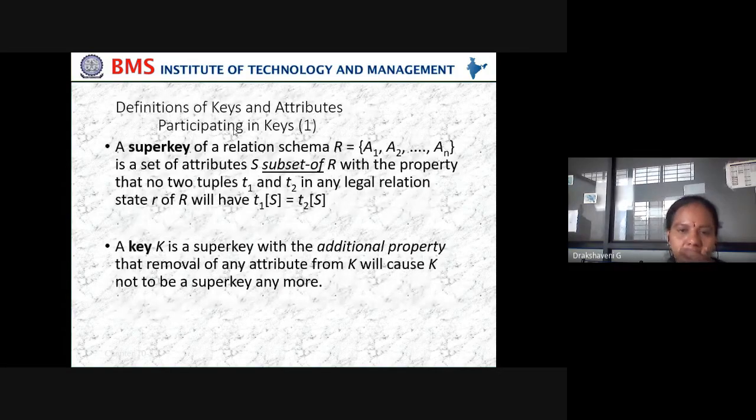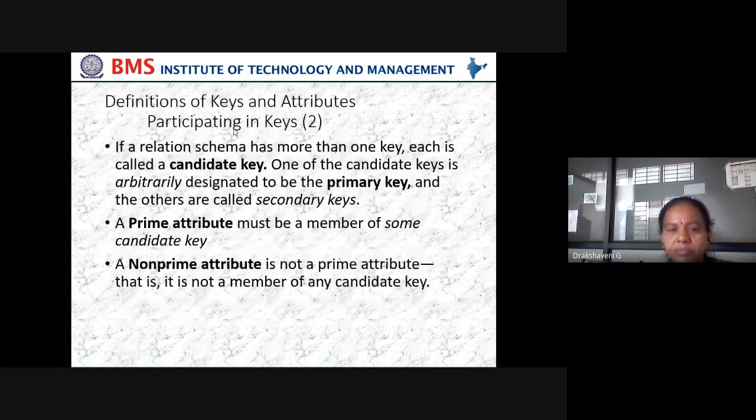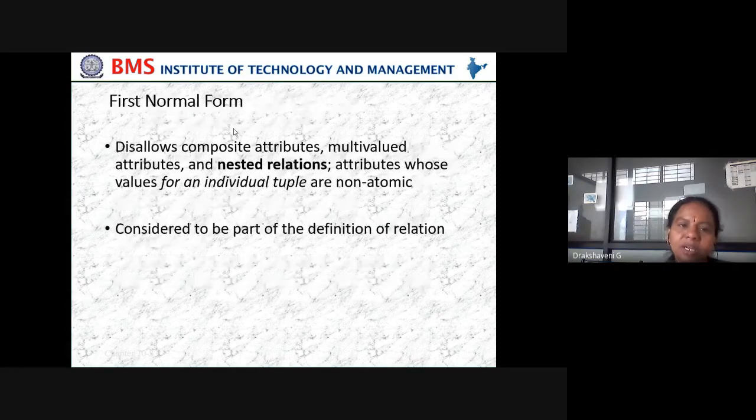Then we have started with what a super key is, what a key is, what a candidate key is, what a prime attribute is and what a non-prime attribute is. And we have started with the first normal form. What does the first normal form say to us? It should not allow composite attributes, multi-valued attributes and nested relations. So attributes whose values for any individual tuples are non-atomic are not considered part of the definition of the relation.